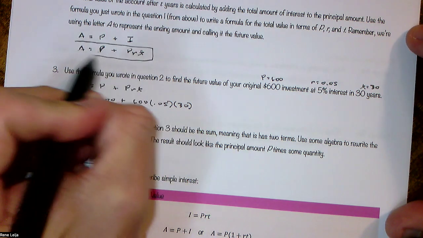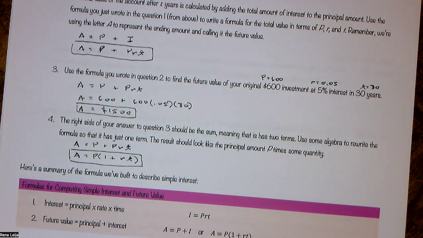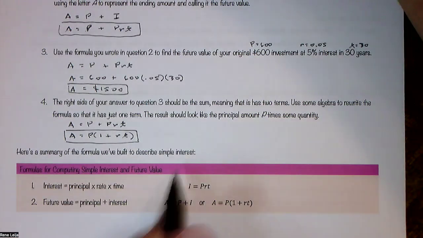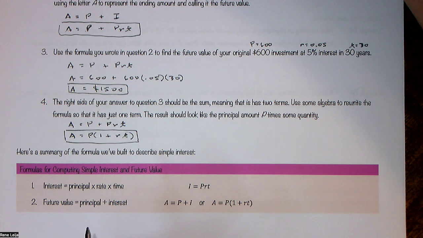Okay. All right. And then at the bottom of the page, so here's the summary of the formulas that we just talked about. All right, so your interest, simple interest, is principal times rate times time. The future value we call A. You can either use P plus I, or you can use this amount.